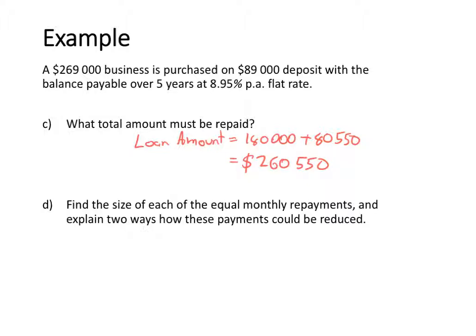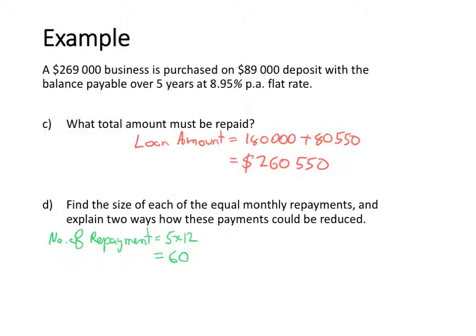The last part of the question is asking us to find the size of the equal monthly repayment and then explain 2 ways how these payments could be reduced. First, we need to calculate how many payments he's going to make. So the number of repayments is going to equal 5 times 12, because he's borrowing the money for 5 years and there are 12 months per year, so that equals 60. So over the course of the loan, he is going to make 60 repayments.